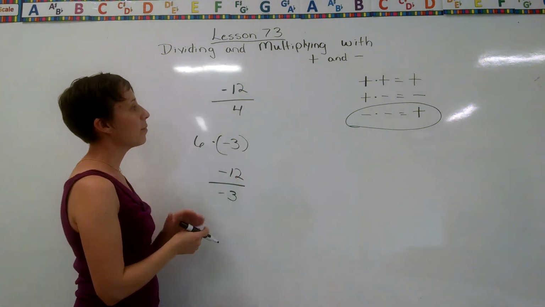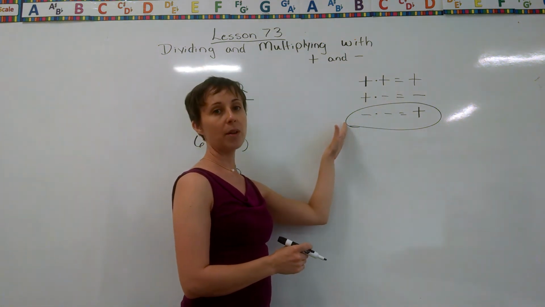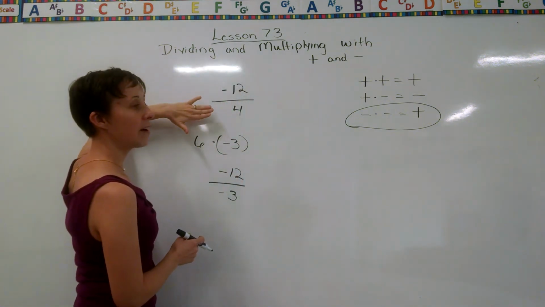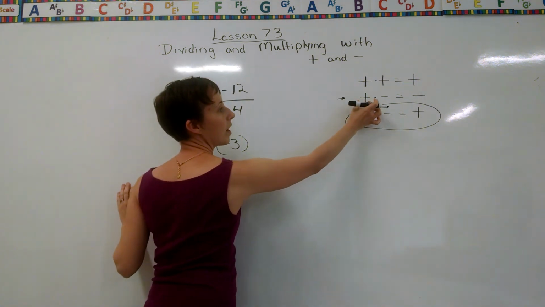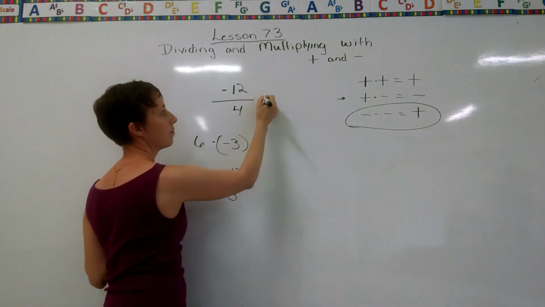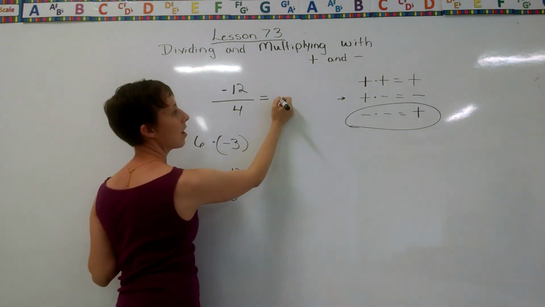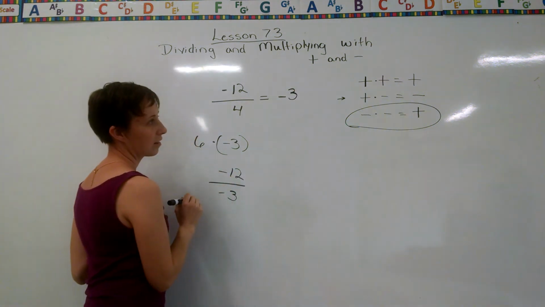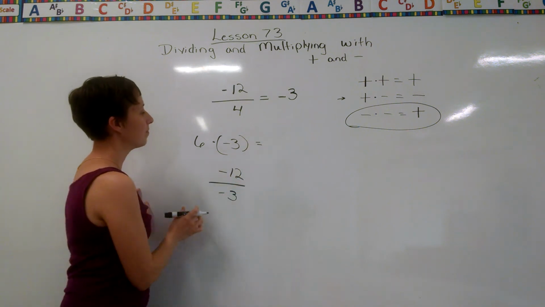Negative 12 divided by 4. Well, this rule works for both multiplication and division. I have a negative number divided by a positive number. That means I'm going to look here, when I have a positive and a negative together. If I have negative 12, how many 4s are in it? There are negative 3 4s.